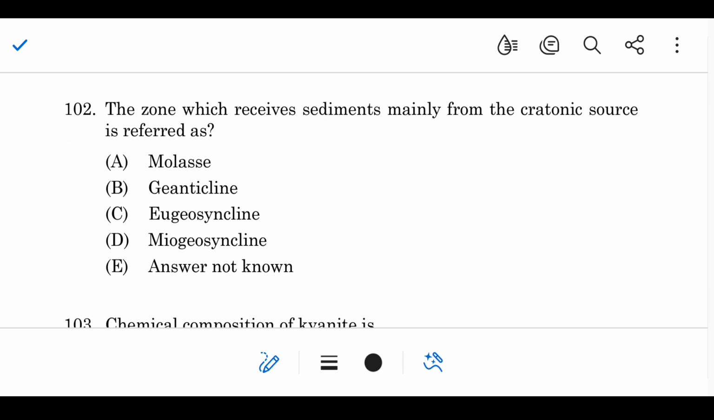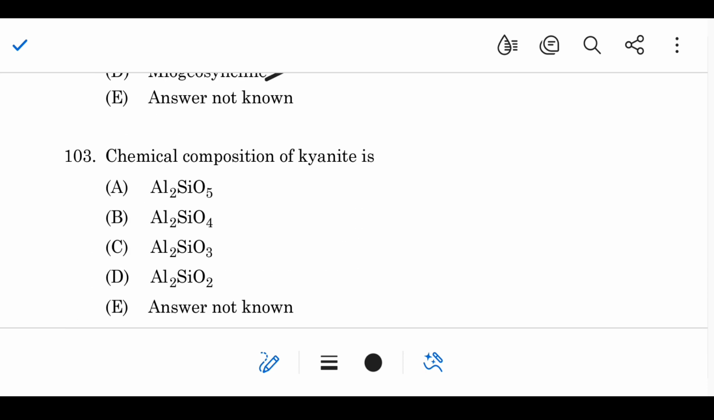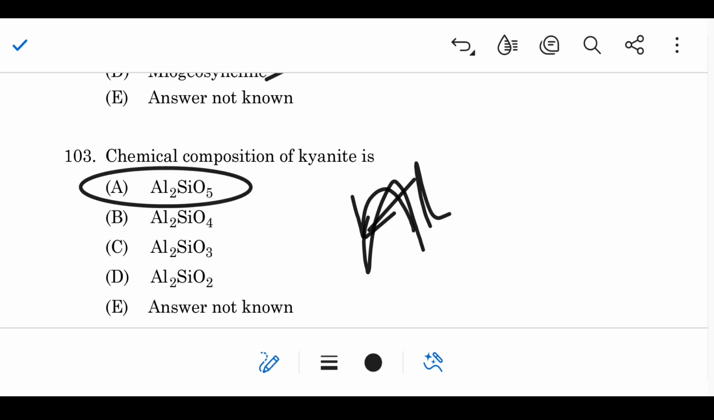The zone which receives sediment mainly from cratonic source is referred to as geosyncline. We also studied what a geosyncline is. Geosynclines are formed at the convergent plate boundaries. Chemical composition of kyanite: kyanite is an aluminum rich mineral. Its formula is usually Al2SiO5. Okay.